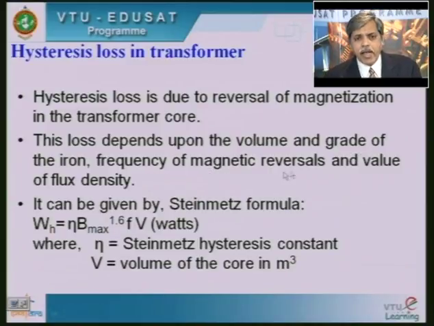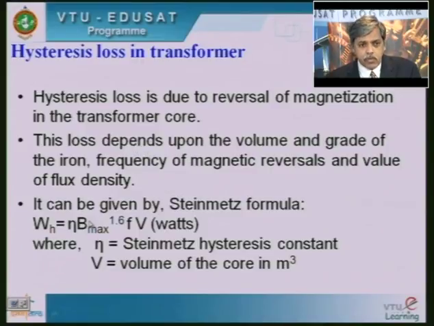Now, the frequency of the magnetic reversals is proportional to the supply frequency. We maintain a frequency of 50 Hz in our country, therefore this frequency of magnetic reversals is also constant. And the value of the flux density depends upon the magnitude of the voltage I will be giving to the transformer. Since the primary supply voltage is also constant, all the four parameters you have here, volume, grade, frequency of reversals and the value of the flux density, are constants. Therefore, this hysteresis loss is a constant loss.